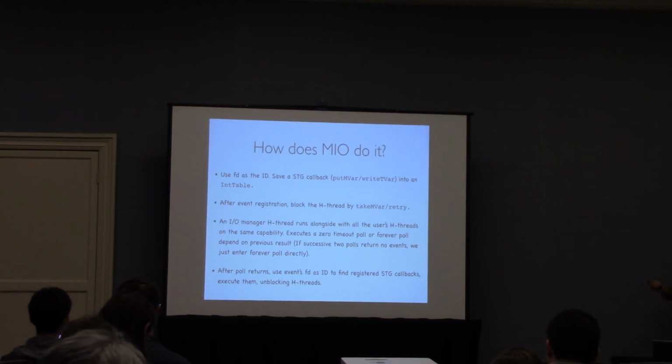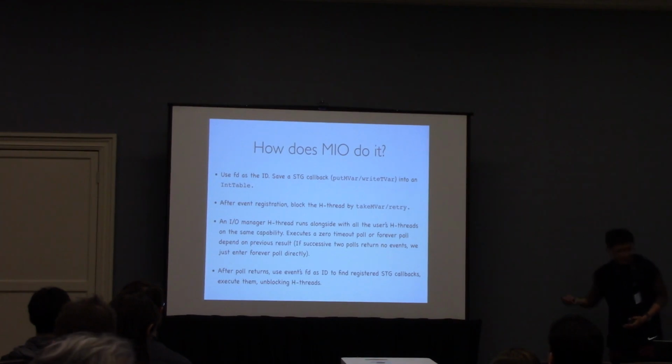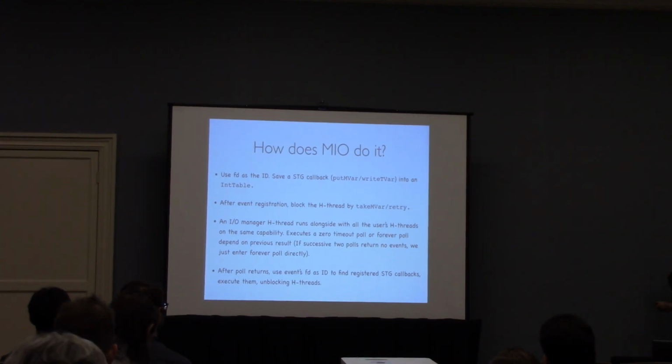The MIO starts an IO manager thread alongside all the user threads on the same capabilities. For example, if you start Haskell code with runtime parameters, let's say 4 capabilities, the IO manager will start 4 H-threads concurrently, one on each capability. So that's one IO manager thread per CPU core design, and after the capability's scheduling loop finishes, it's time for the IO manager thread to run.